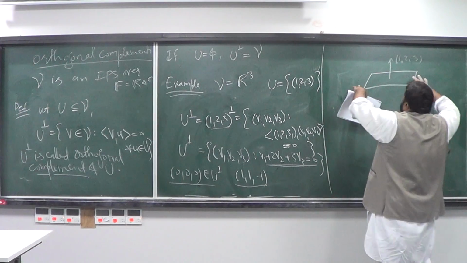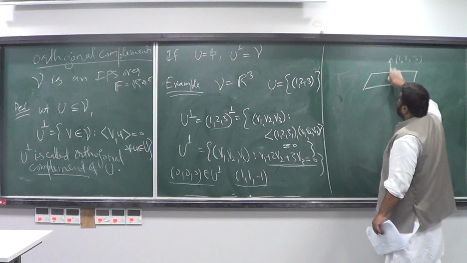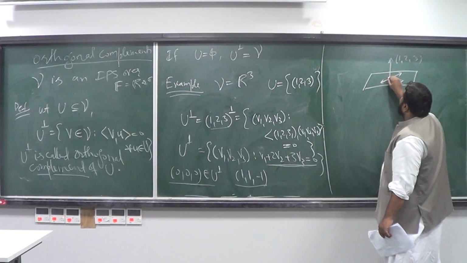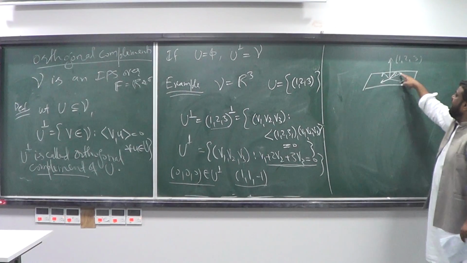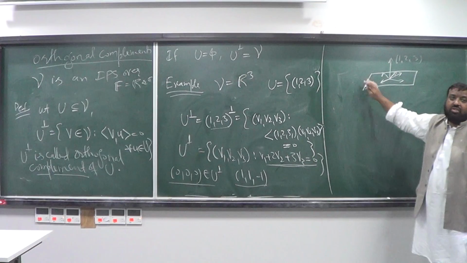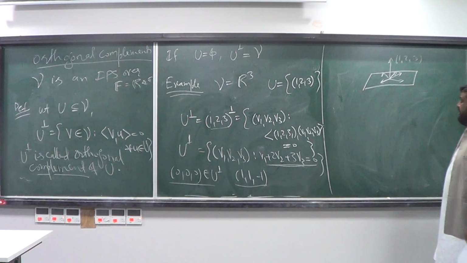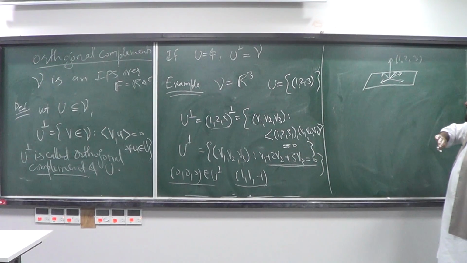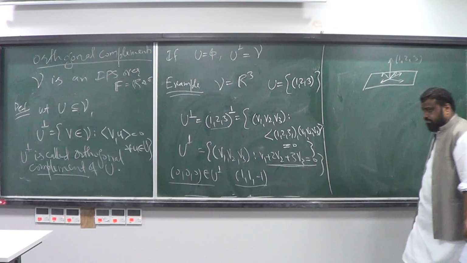So this plane is really the orthogonal perp of the vector (1, 2, 3). Why? Because any vector lying on this plane is going to be orthogonal to this vector. So basically the orthogonal perp of a vector is really a plane.